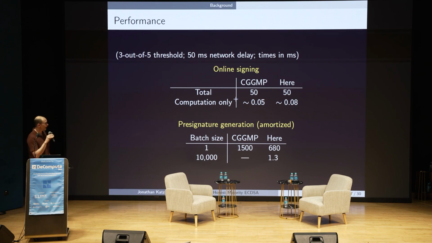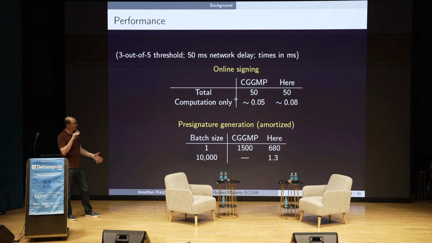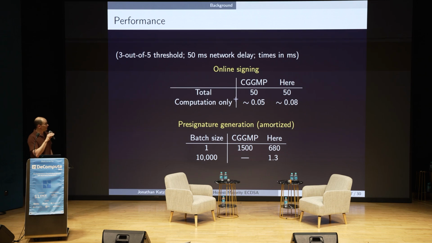So if we set the batch size to about 10,000, the CGG-MP protocol actually doesn't take advantage of any batching, so you get the same number of 1500 amortized time for pre-signature generation, but our protocol is generating pre-signatures at the rate of only 1.3 milliseconds per pre-signature.